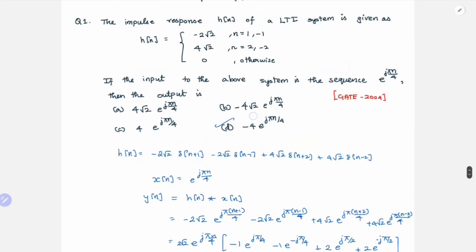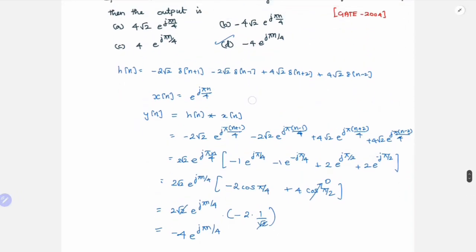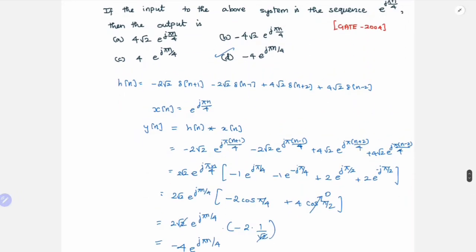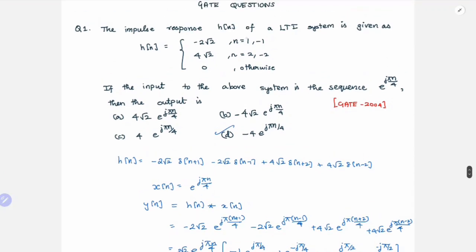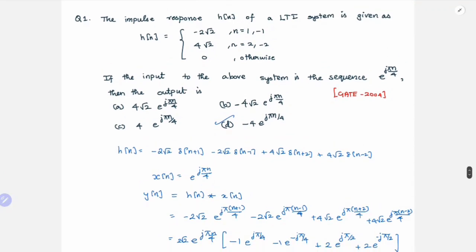Right? Okay. So these are very easy to solve. You should just remember to use these delta functions, because your h of n is only non-zero for a few values. You don't need to go for the graphical method to solve.